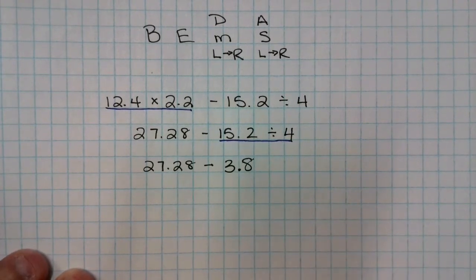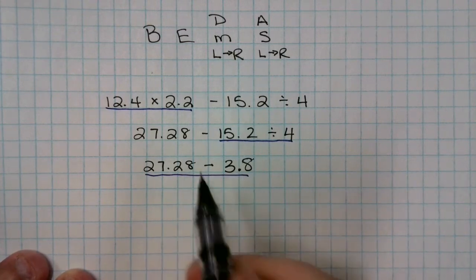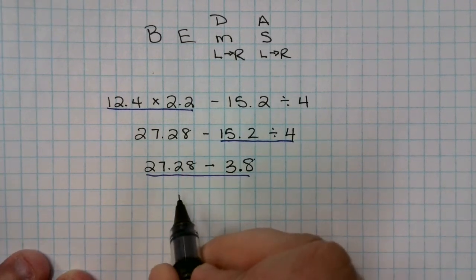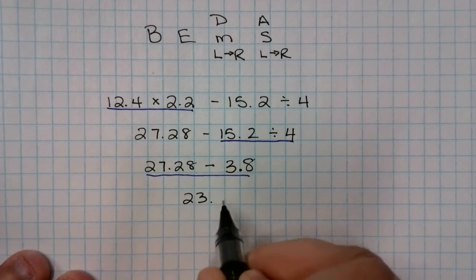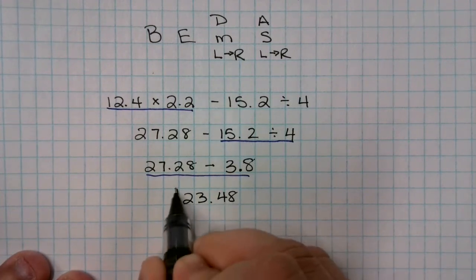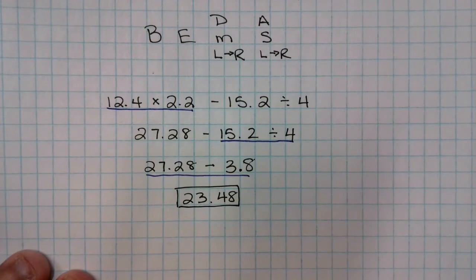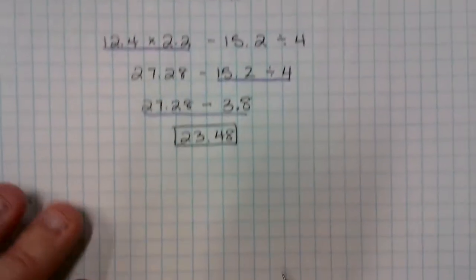And now I have one operation left, 27.28 minus 3.8, which gives me a final answer of 23.48. Let's do another problem.